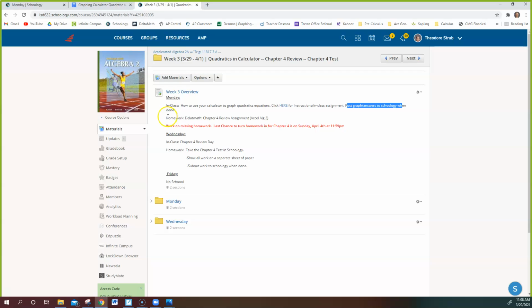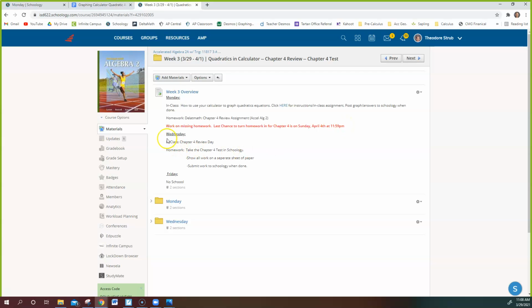And then we have separate homework tonight. I want to make sure you guys understand that. We have an activity that has to be done in class, and then you're going to do the Delta Math Chapter 4 review assignment this afternoon as homework. Just as a little side note, I just put: remember to work on all missing work. Your last chance to turn homework in is the Chapter 4 test, which is Sunday, April 4th at 11:59.